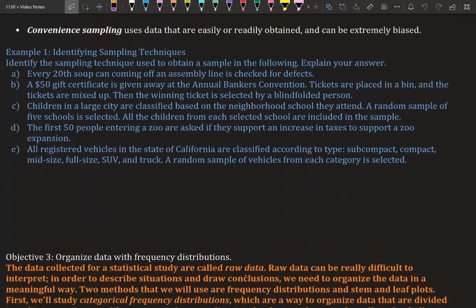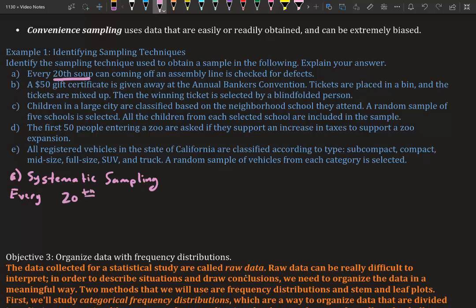So let's identify sampling techniques. Every 20th soup can coming off an assembly line is checked for defects. So because we see the every 20th is picked, we know that's going to be systematic sampling. So it's systematic sampling because it's every 20th they're doing something.